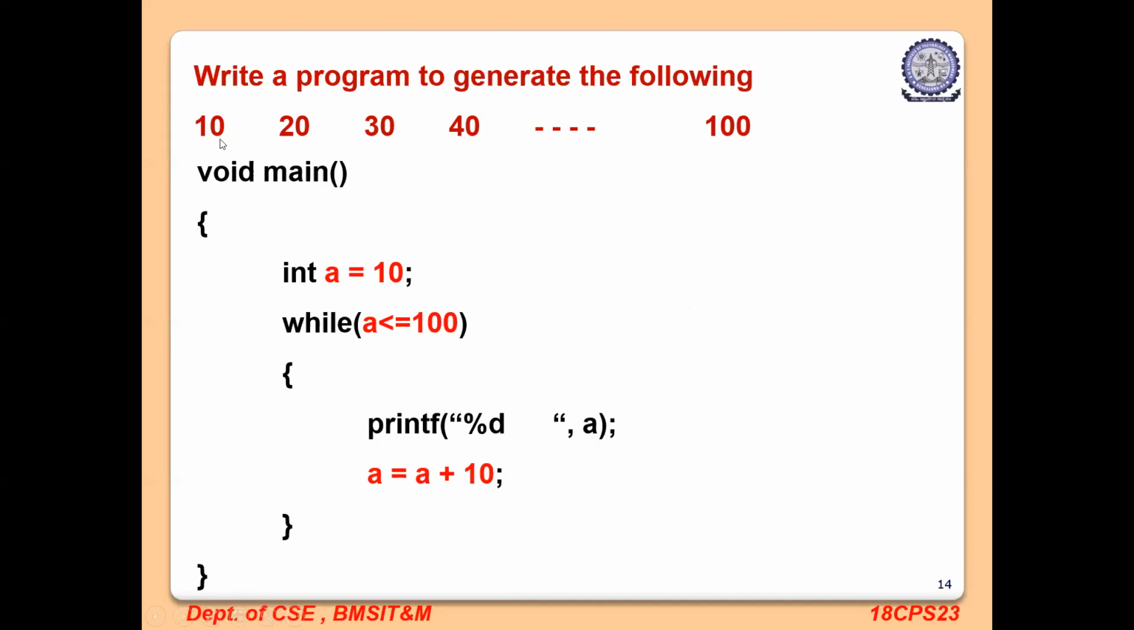Now here I am printing the values from 10 to 100. If you see the difference, it is 10. So again, I have an initialization statement, condition statement, incremental statement. Incremental statement is by 10. So I'm incrementing A by 10.